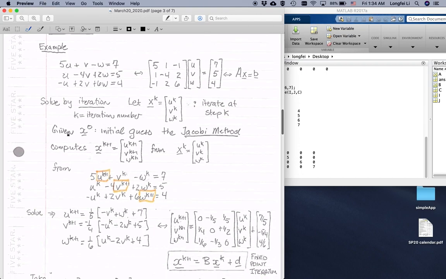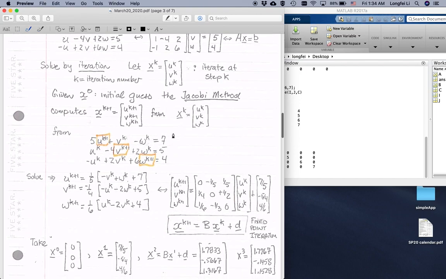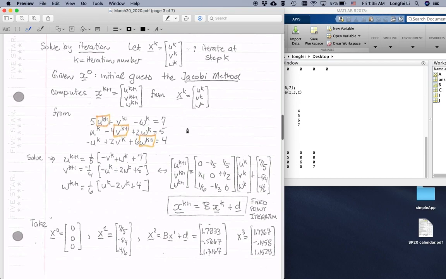So given the initial guess x0, we use x0 as my initial guess, and the Jacobi method says that we're going to compute my new guess at step k plus 1 from my step k. And how do we do that? We are going to assume the values, the unknowns on the diagonal entries to be my new guess, and everywhere else is from my older guess.